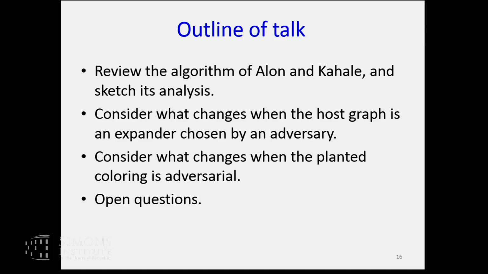So the outline of this talk is that I'll first review the algorithm of Alon and Kahale and sketch how it is analyzed, a very rough sketch. Then I'll describe what changes when the host graph is an expander chosen by an adversary. It's no longer a random graph. Consider also what changes when the planted coloring is also chosen by an adversary, and then present some open questions.